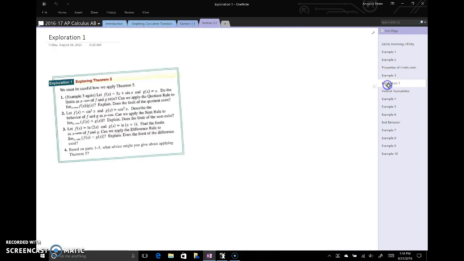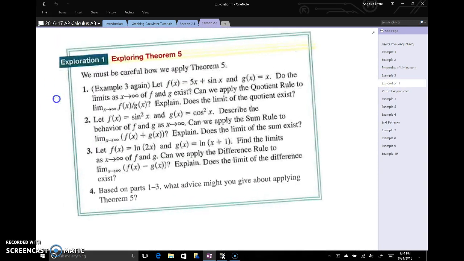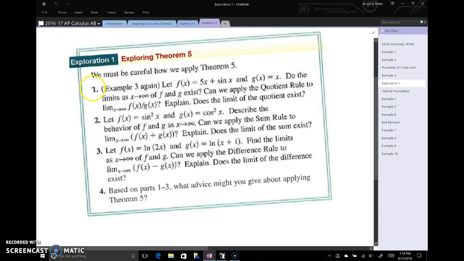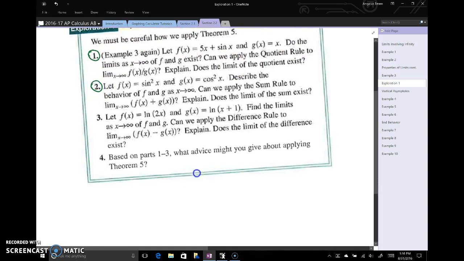All right, let's go on to this exploration. What we just talked about in that last example, we covered this question 1. So you might want to make sure that you understood what we were talking about and can answer that first question. I want to try to elucidate what we were talking about by doing this second question.